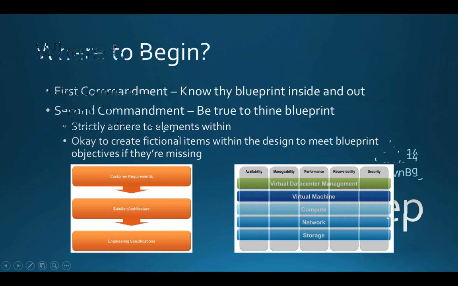Another point there, something I hit on: it's okay to create fictional items within the design to meet blueprint objectives if they're missing. That's something I had to do at a couple of points in my design. If you can avoid it, that's great, but you need to be able to meet all of the different parts within the blueprint. Otherwise, you're not going to get accepted. So if there's something that is deficient, then it is okay to introduce fictional items.